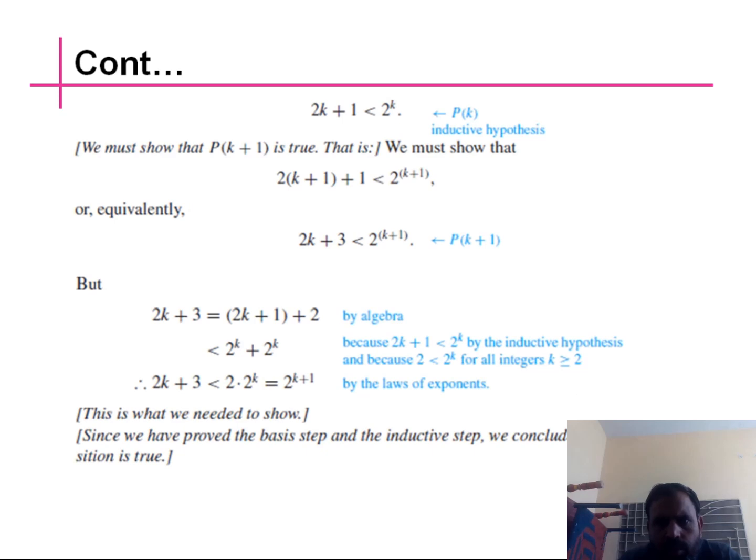2k plus 1 is less than 2 raised to the power k. We must show that P of k plus 1 is true. That is, we must show that 2 into k plus 1 is less than 2 raised to the power k plus 1. Or equivalently, you can say that 2k plus 3 is less than 2 raised to the power k plus 1. So this is P of k plus 1. But 2k plus 3 can be written as 2k plus 1 plus 2, so this will become 2k plus 2k, which is less than 2 into 2 raised to the power k, which is equal to 2 raised to the power k plus 1. So this is what we need. This was the step which had to be shown.